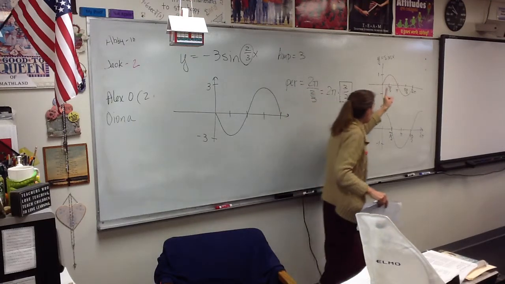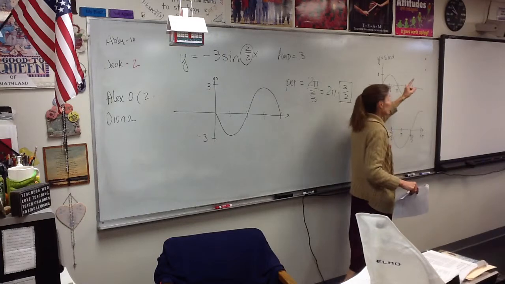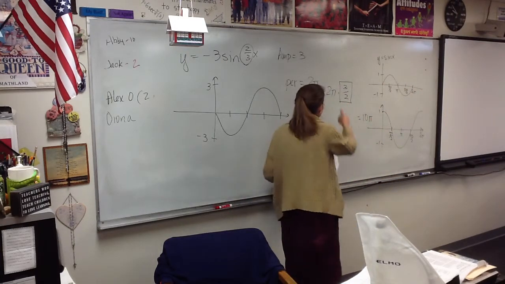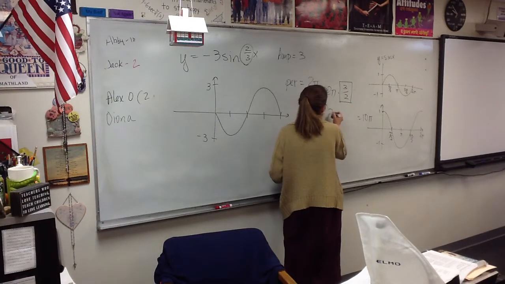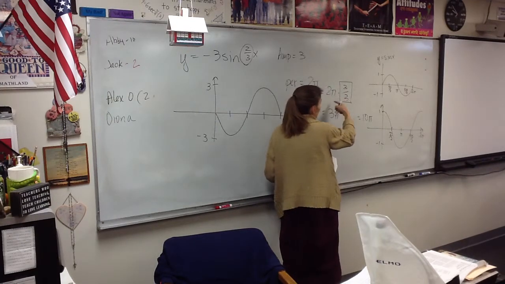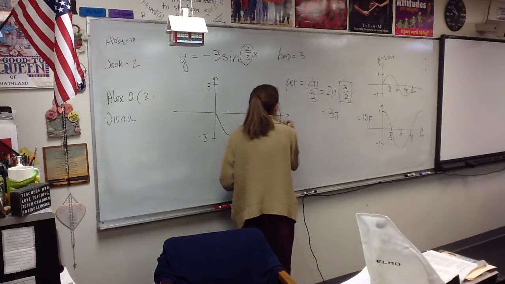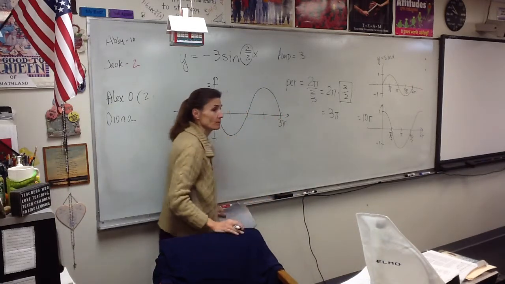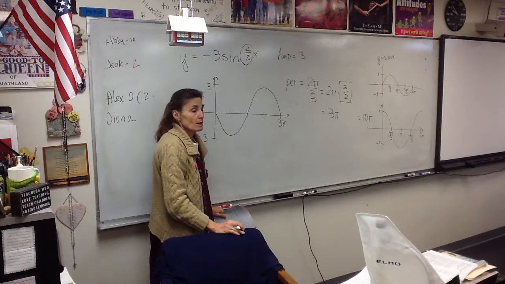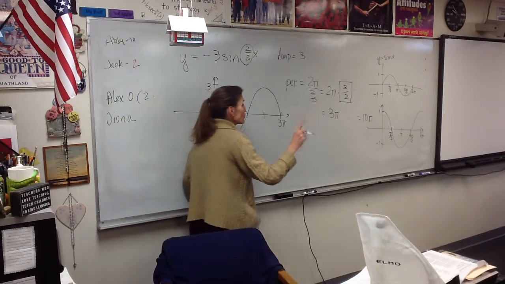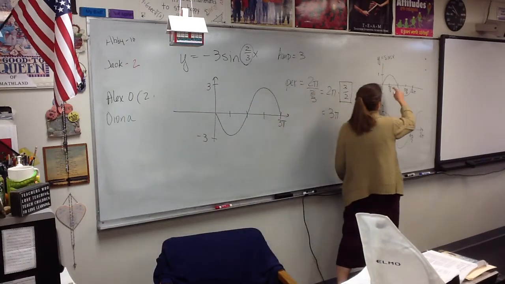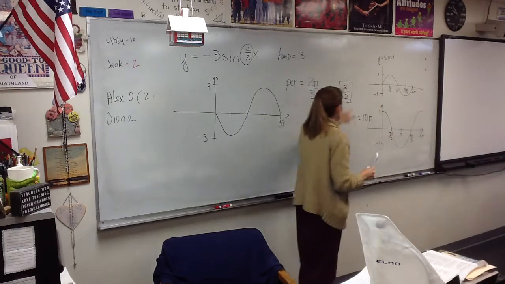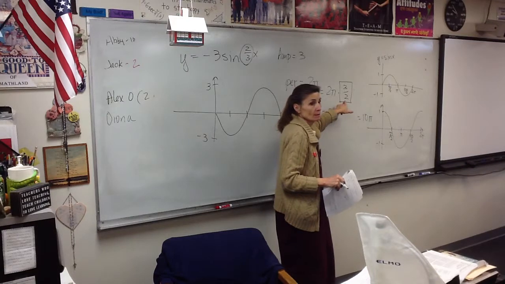This tells me I'm going to times by 3/2, times by 3/2, times by 3/2, times by 3/2. Now when I find my period, which is 3 pi, that actually does the last label for me. That's 3 pi. That's my period. To find all the rest of the labels, I am going to multiply each one of these by 3/2. How did you know that that was 3 pi?